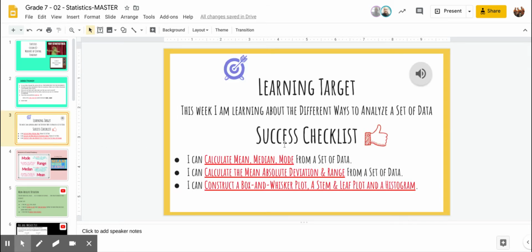Okay. Your learning targets are right here, so make sure you click the icon. This is just an audio file that walks you through what the checklist is, and you should be able to do these three things by the end of this lesson.